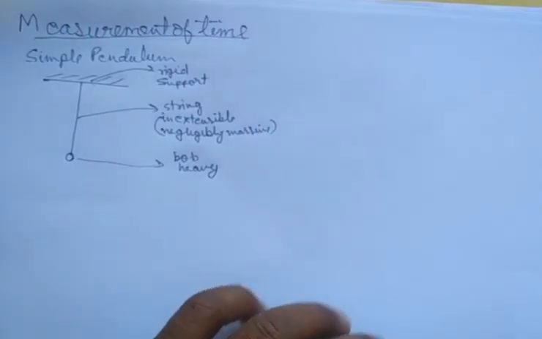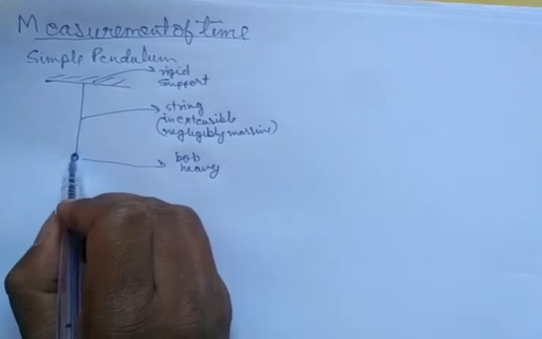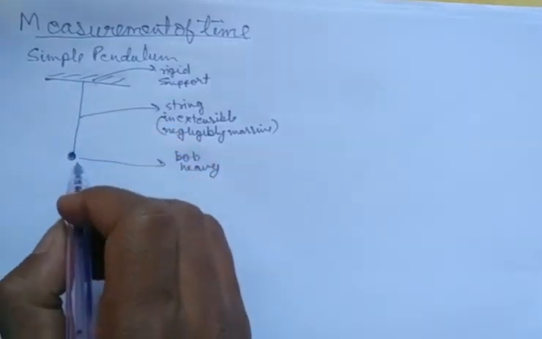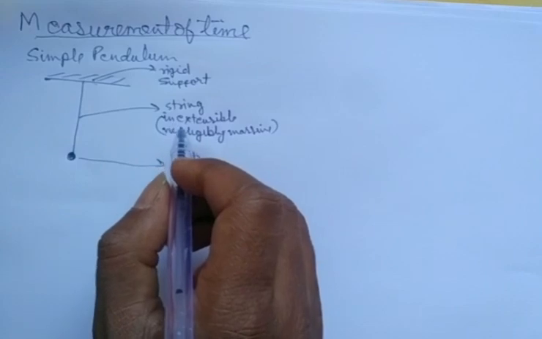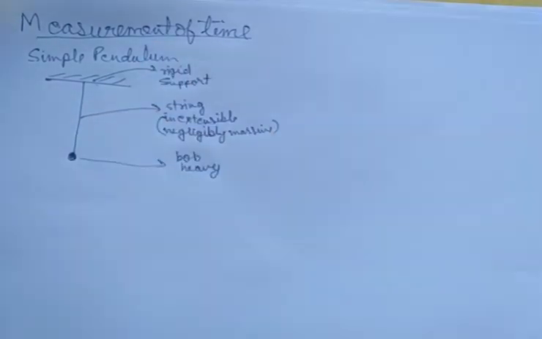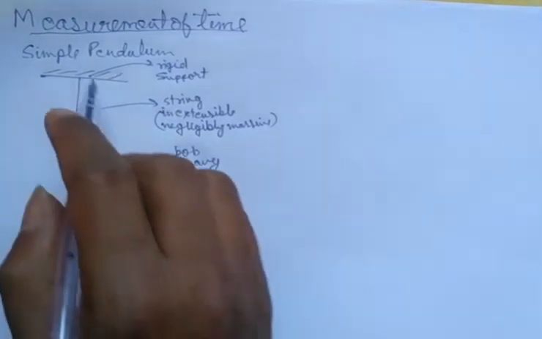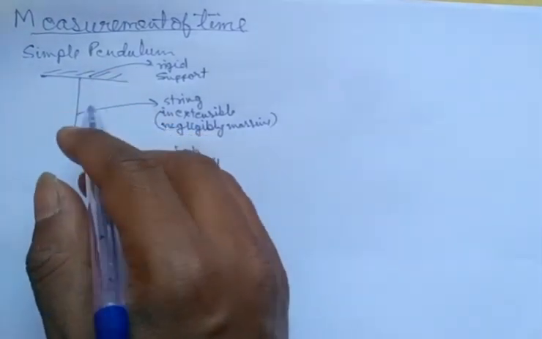So we will begin with simple pendulum. Well, what is a simple pendulum? It is a tiny heavy bob attached with the string which is inextensible and negligibly massive. Actually, massless is written in your books, but negligibly massive is the correct statement. And it is connected to a rigid support.